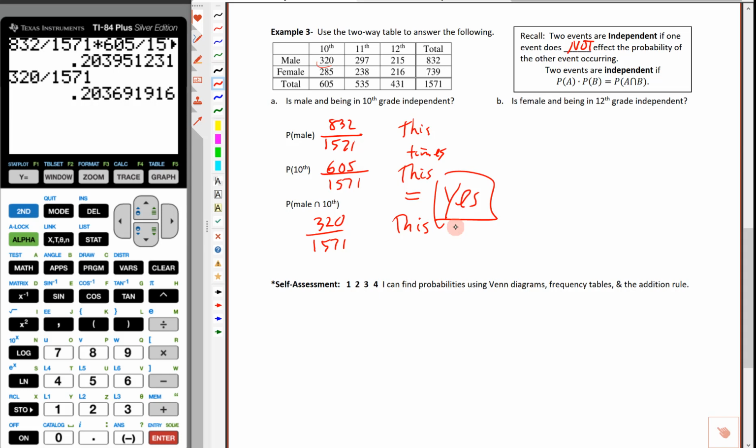Ooh, that's interesting. Did I hit something wrong? Because that's what I got on mine too. Same thing? Ooh, so are they exactly the same? No, they're not. So what's the answer going to be? The answer on this one's going to be no.